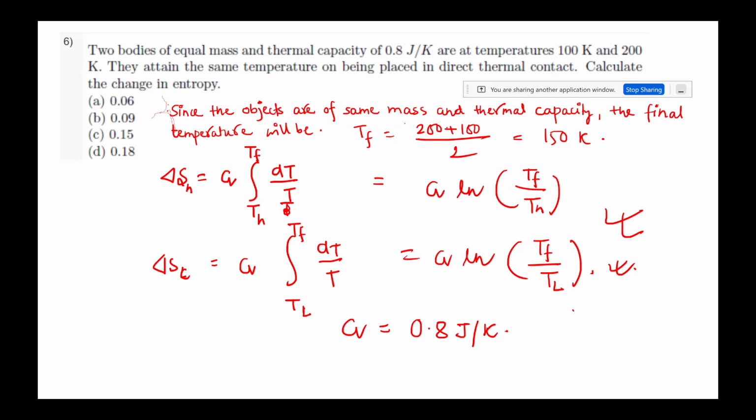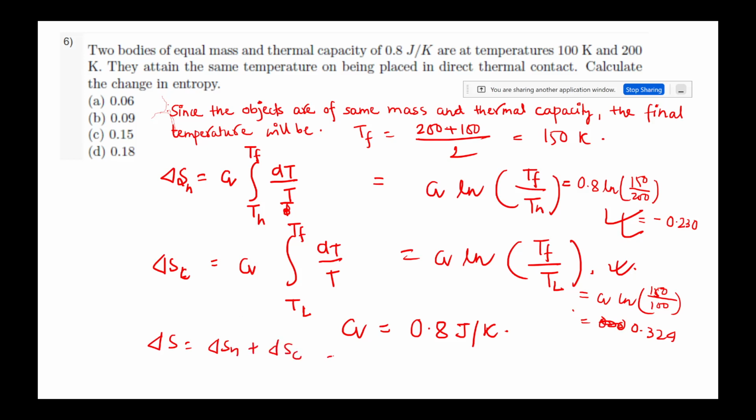Okay. So here CV is 0. For my calculation, this will be 0.8 ln(150/200), and this is CV ln(150/100). It is coming out to be minus 0.230, and this is 0.324. So total entropy delta S is equal to delta S_H plus delta S_cold.